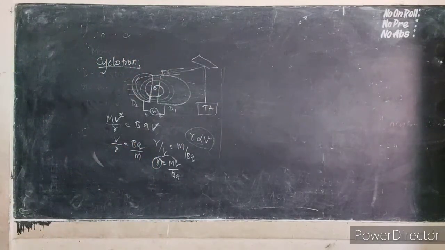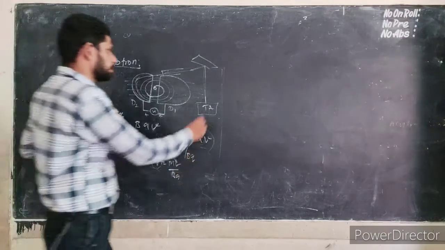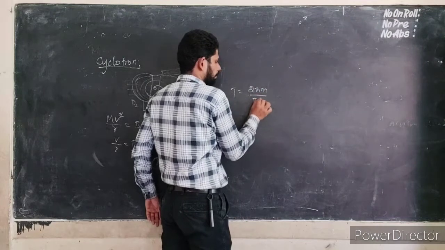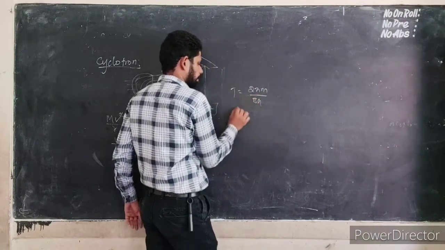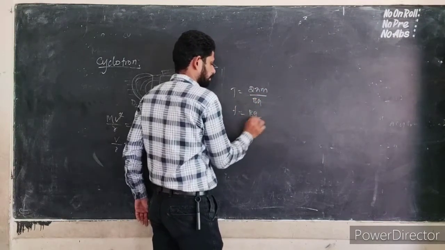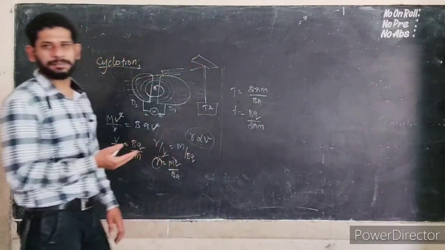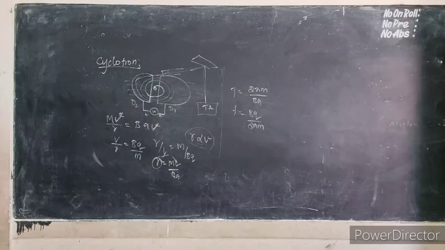From here, find out the time period of the particle. T will be equal to 2 pi m by Bq. So what is the frequency? Frequency equals Bq by 2 pi m. What is the angular frequency? Omega equals 2 pi f.